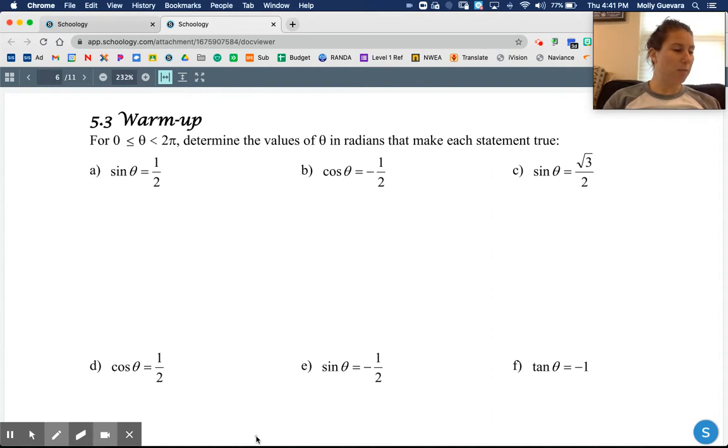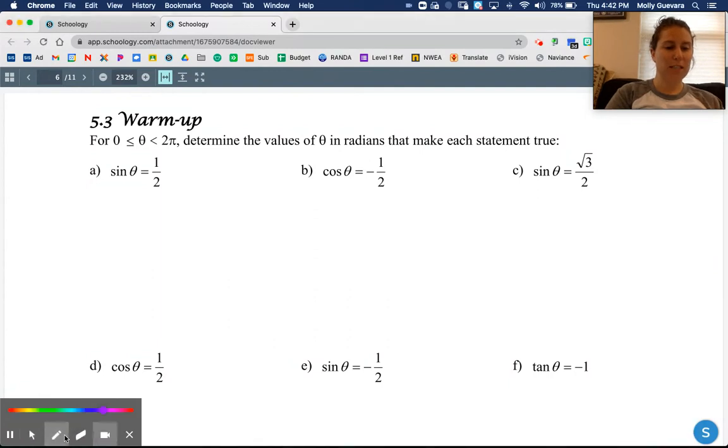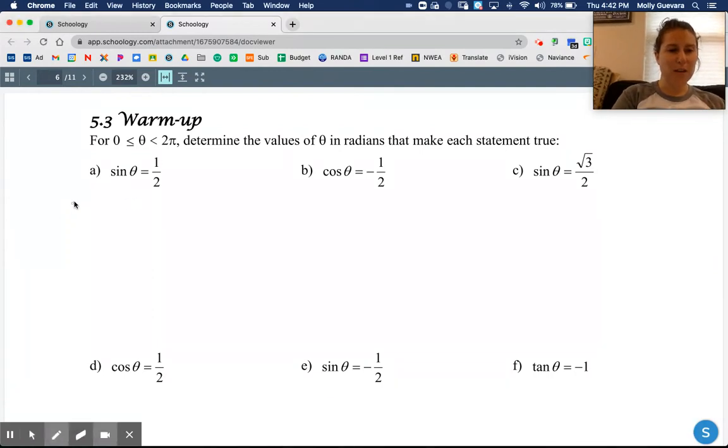I want you guys to pause the video, take as much time as you need to go through this warm-up, and remember, you're finding the angle that makes the statement true. So you're finding the angle or angles. In this case, it says between 0 and 2 pi, so what that means is that you don't have to worry about the restrictions.